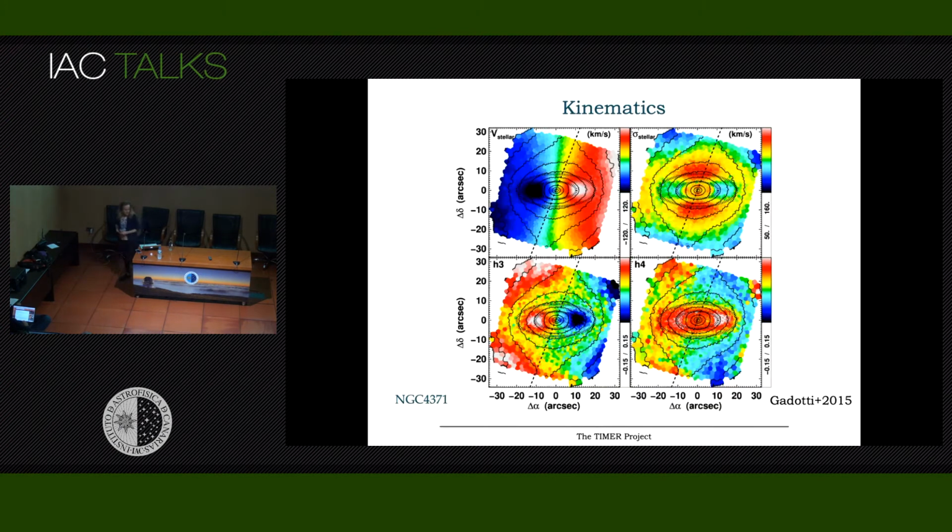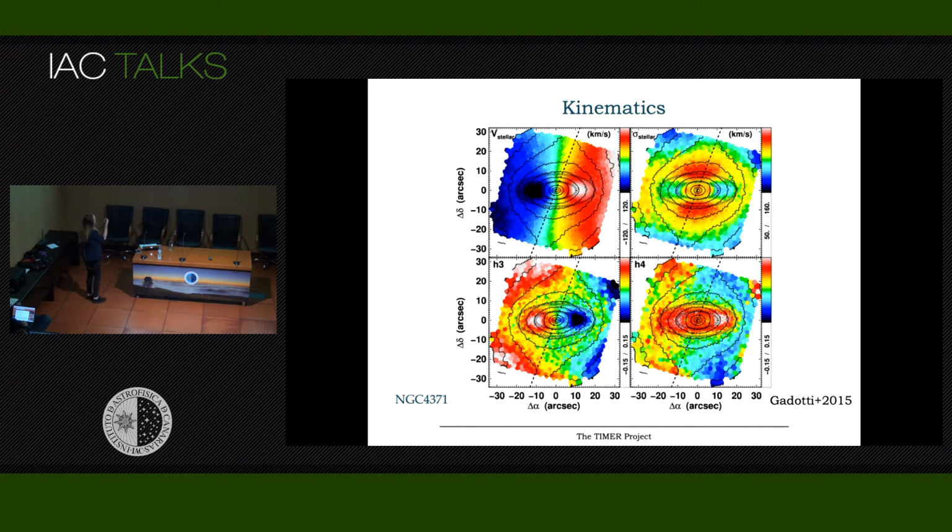So here's an example of a kinematic map for one of the galaxies, the first one that was observed, NGC 4371. This is the velocity map, the velocity dispersion, and the h3 and h4 parameters that I explained before.